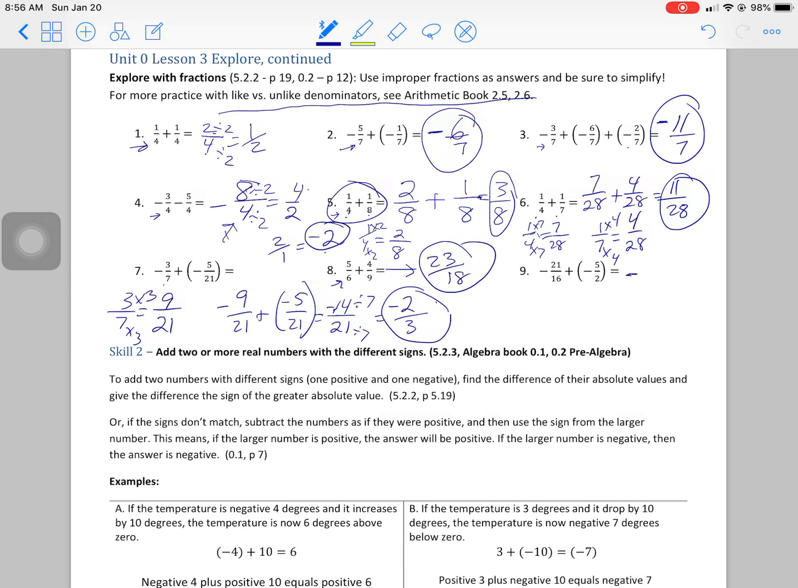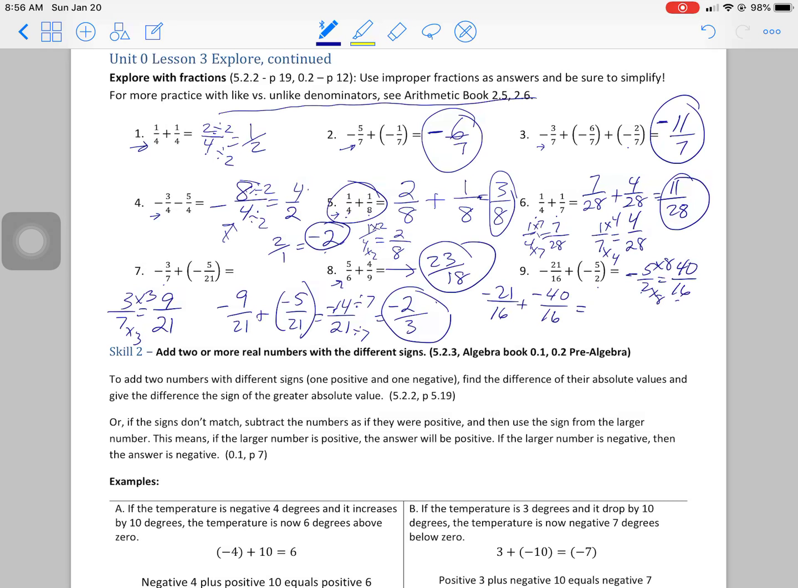I have a 16 and a 2. A 2 does go into a 16, so that means I can keep the 21 over 16 and change the 5 over 2 equals something over 16. So 2 times 8, do the 16 divided by 2 is 8, right? 2 times 8 is 16. So that means I need to multiply the 8 times the 5 is 40. That seems a little odd to do, but hang in there. It was a negative, so it's still a negative 40 over 16.